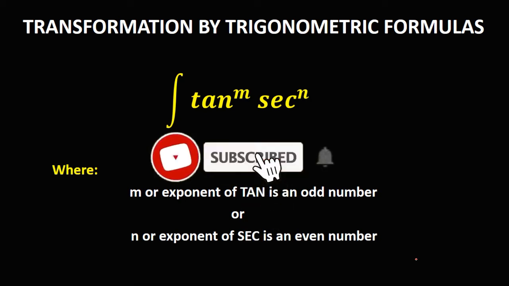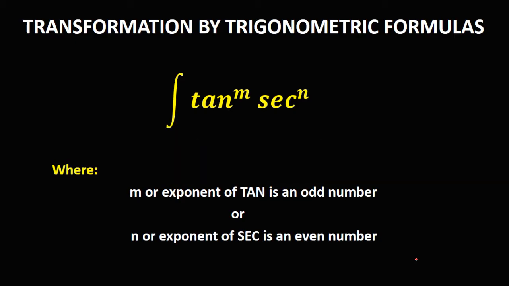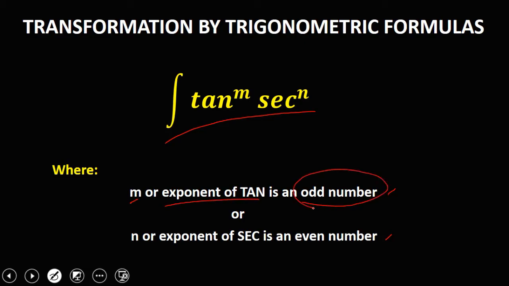Okay, so let's have this topic, solving for integral using transformation by trigonometric formulas. For the integral of tangent to the power m, secant to the power n, the given should satisfy one of these two conditions. These are the two conditions. M, or the exponent of tangent, should be an odd number. Then n, or the exponent of secant, should be an even number.